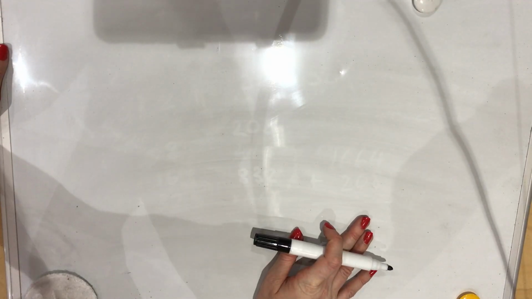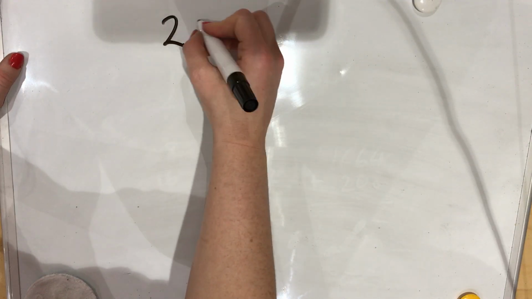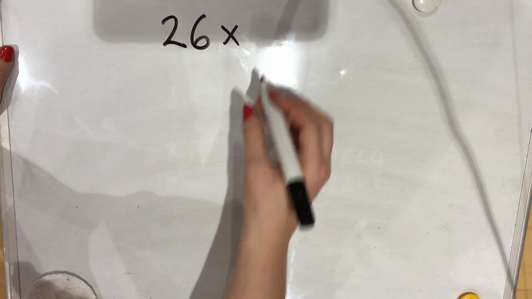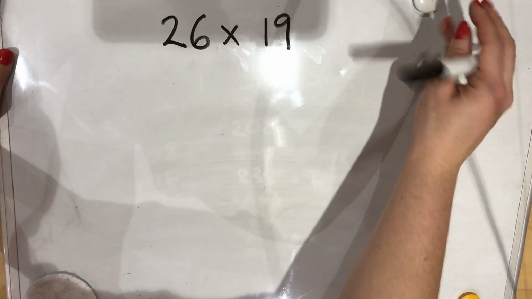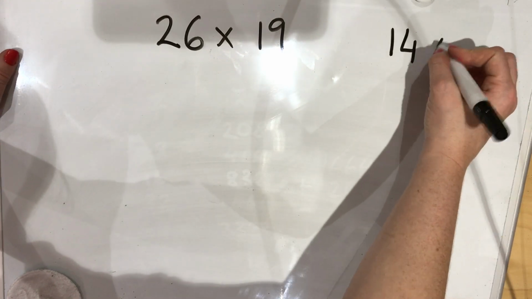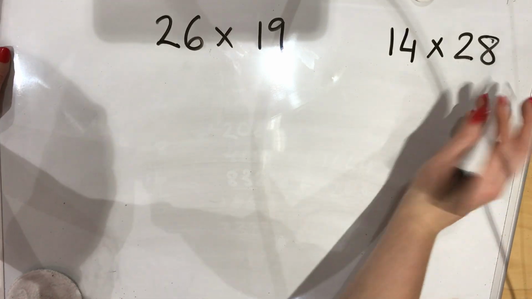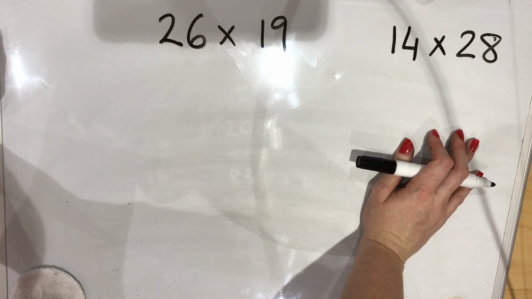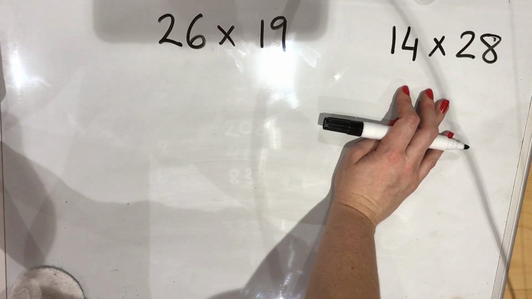As I said before, please go back and pause if you need me to go over that. Again, go over it as many times as you like. Let's say we've got 26 multiplied by 19. And then we'll do the second one as 14 multiplied by 28. You'll notice that I've given you quite small numbers just to practice with, and then as you get used to it you can have larger numbers.